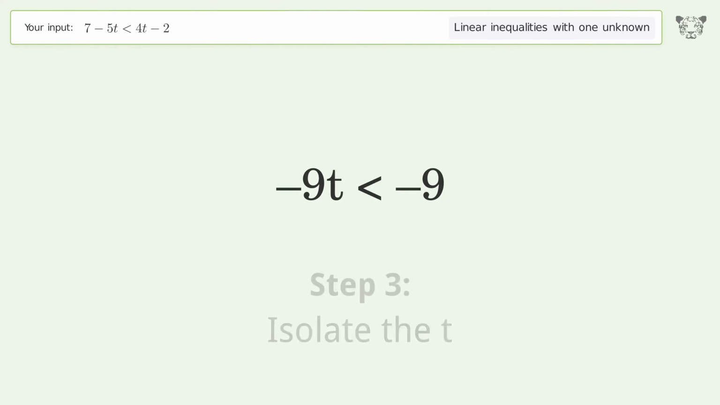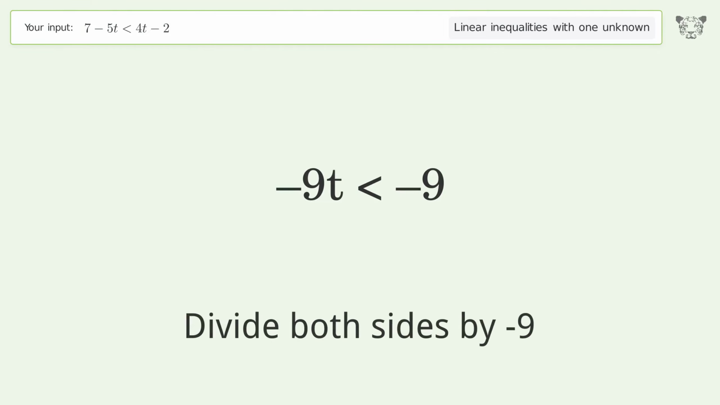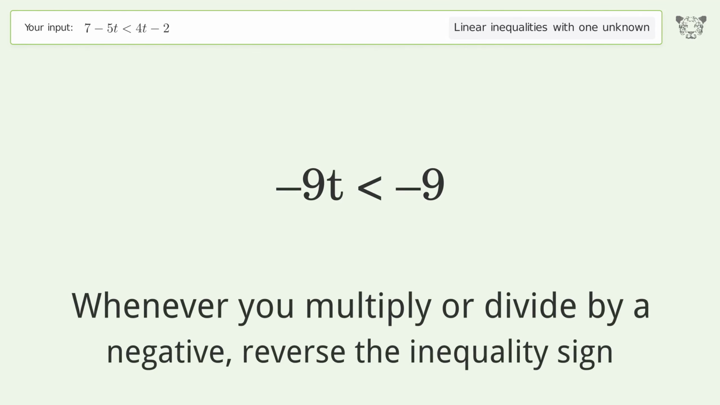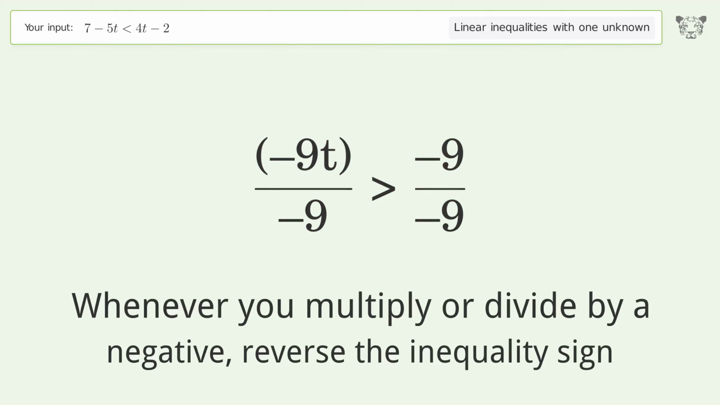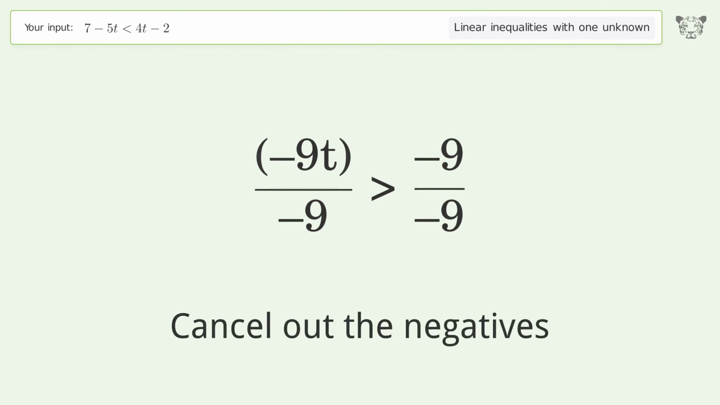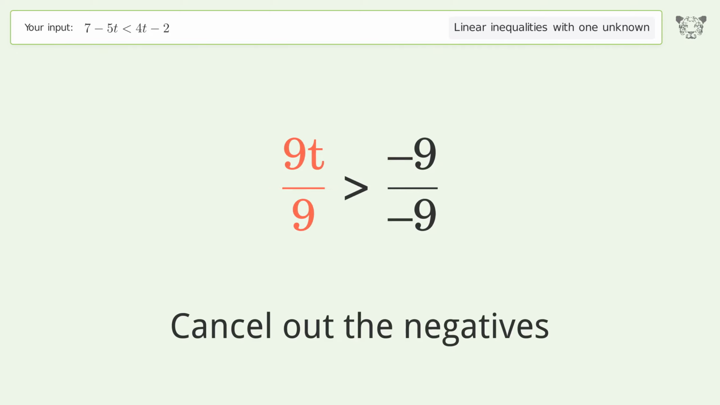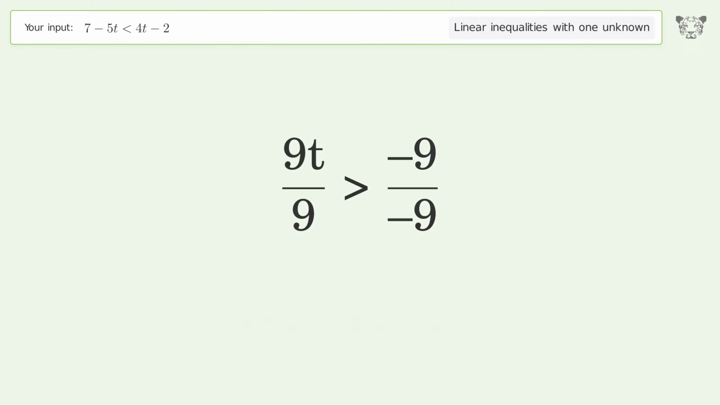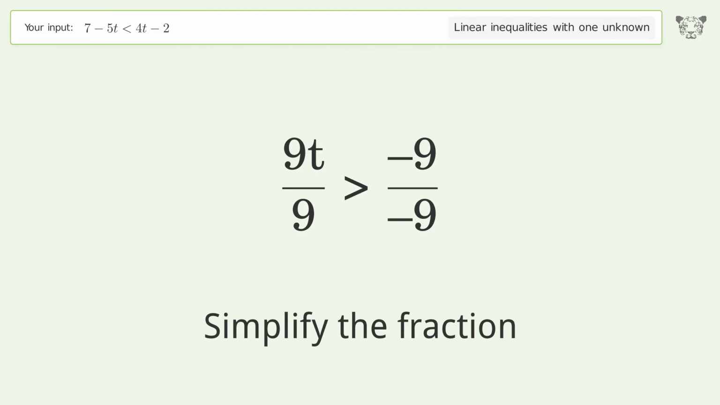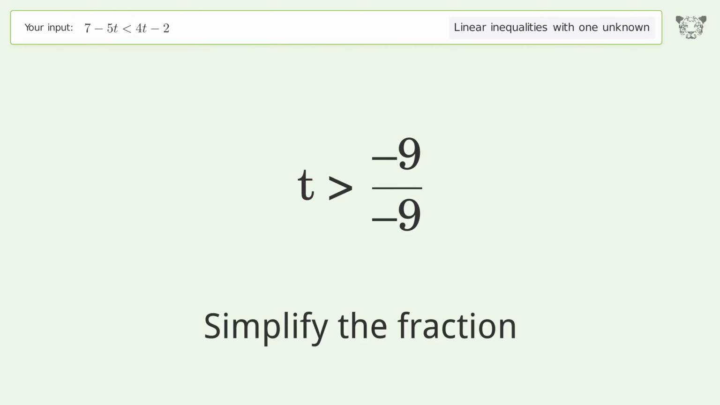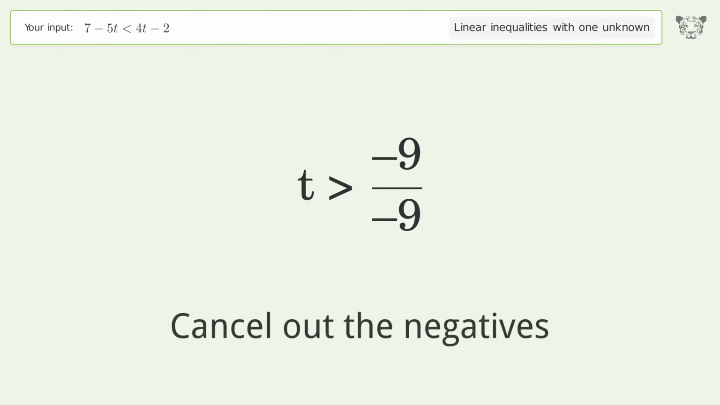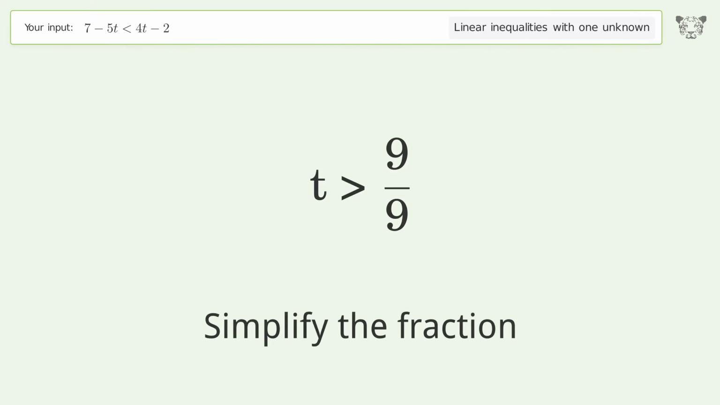Isolate the t. Divide both sides by -9. Whenever you multiply or divide by a negative, reverse the inequality sign. Cancel out the negatives. Simplify the fraction. Cancel out the negatives. Simplify the fraction.